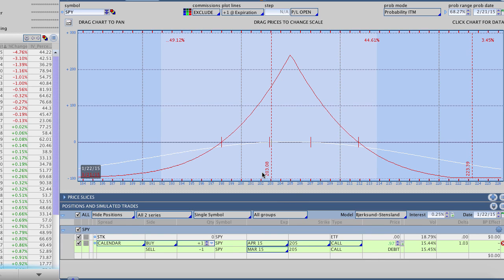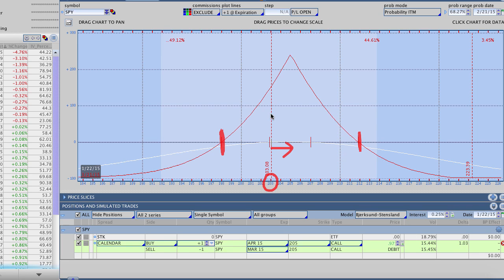But the profit window for this calendar that we created is very large. In this case, we can make money all the way from 198 all the way up to about 212 on SPY. Now SPY is currently trading at about 203, so we're playing this a little bit directionally bullish. That's why we're doing the call calendar.